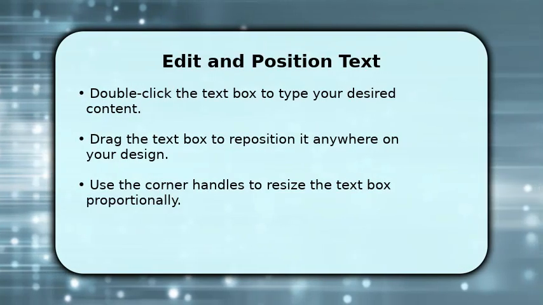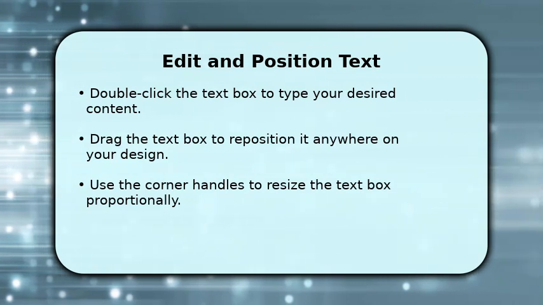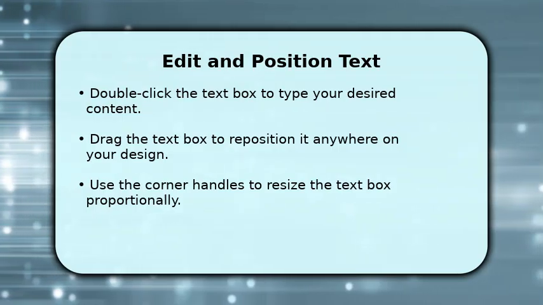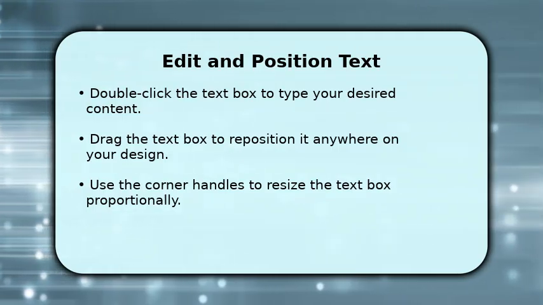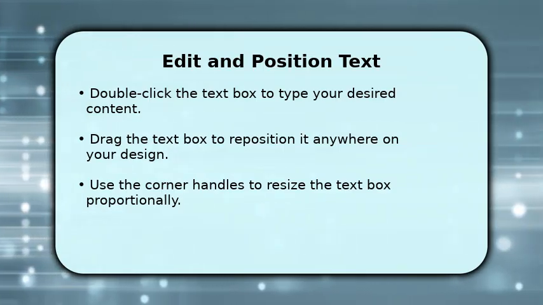Once your text box is on the canvas, double-click inside it to start typing your message. You can easily move the text box by clicking and dragging it to any spot on your design. To change its size, grab one of the four corner handles and drag it in or out. This keeps your text proportional.